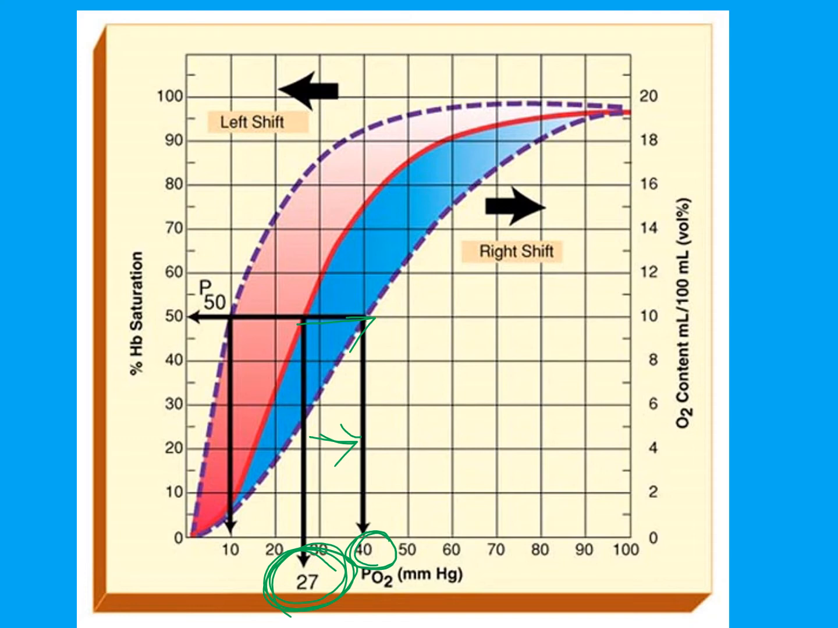If I tell you someone's P50 is 10 millimeters of mercury, you would say they're left shifted because there's an increased saturation, right, for a lower pressure. So that would be a left shift, right? If there's an increased saturation for a lower pressure. So P50 less than 27 equals left shift. P50 greater than 27 equals a right shift.